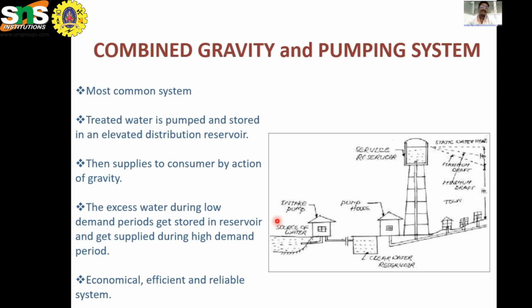The combined gravity and pumping system we can see in most common places because of the topography of the particular place. We are supposed to go for a combined gravity and pumping system. It is the most common system. The treated water is pumped and stored in an elevated distribution reservoir. Say for example this is the source of water, so it will be treated, then it will be stored in an elevated reservoir, or distribution reservoir, or service reservoir. From that the water will be supplied to the consumers. So the minimum required pressure and head will be maintained. For firefighting it will be easy and economical, it is efficient, and it is also a very reliable system. Thank you.